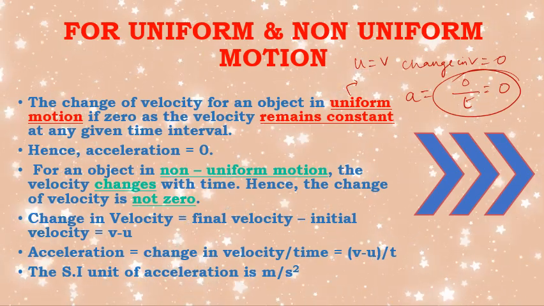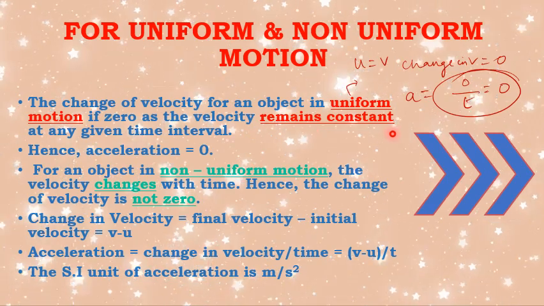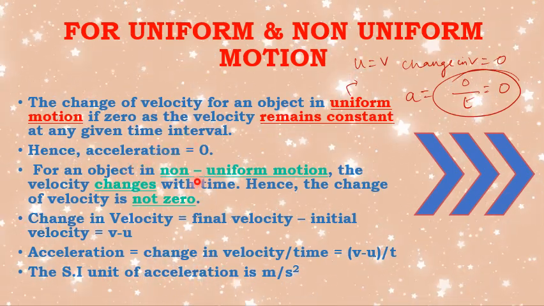That is what we are going to see here. Look at these points here. The change of velocity for an object in uniform motion is 0 as the velocity remains constant at any given time interval. So at any time interval if you take, you can say that it is going to be 0, because the acceleration finally is 0.